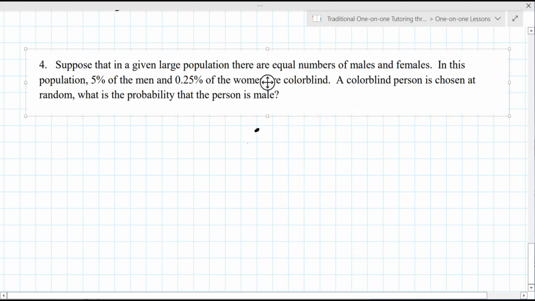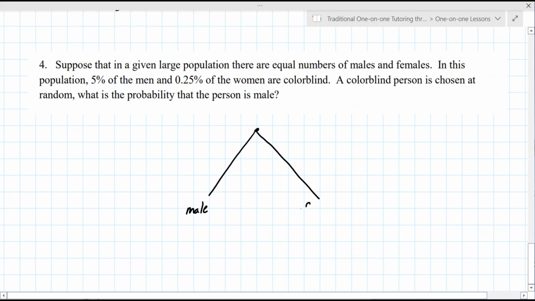This is one of those tree problems where you really should go down and get the branches. It may not be apparent because they don't give you the probability of male and female. They just say they're equal. So that's 0.5 and 0.5.